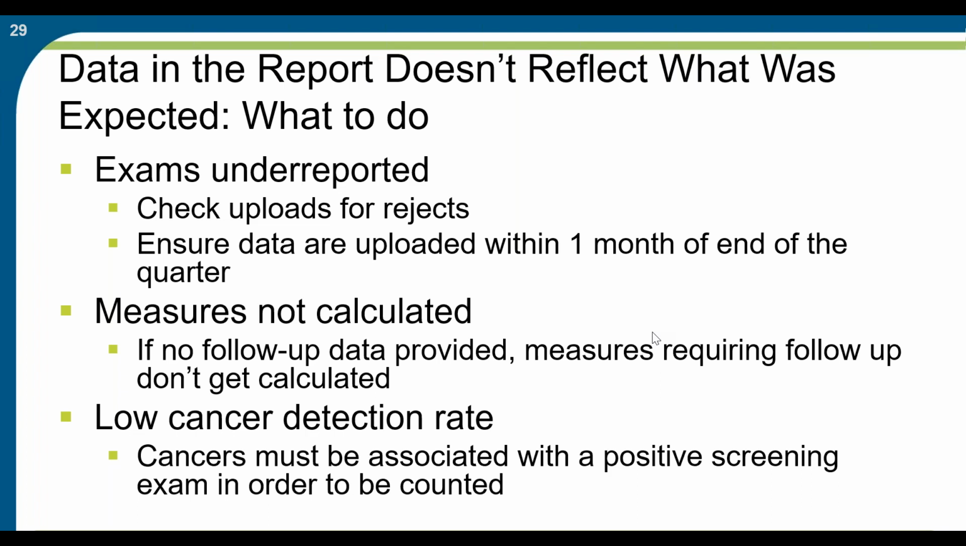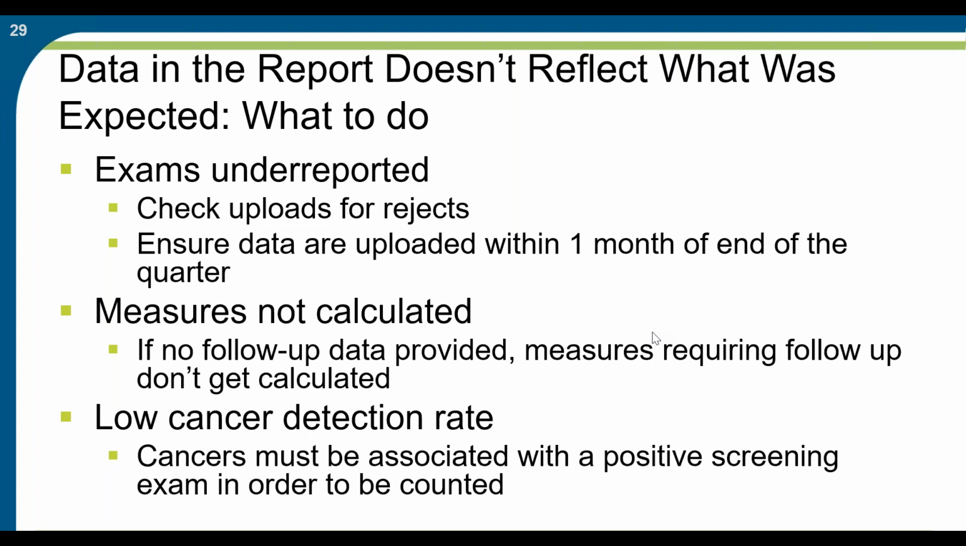You might find that certain measures have a low or even 0% rate. This is probably because we didn't get pathology data from you or it was incomplete. Positive predictive values, cancer detection rate, positive biopsy rate, and others all require complete pathology data in order to be calculated accurately. If you see that the number of cancers is somewhat lower than what you expected, it could be due to a couple of things.